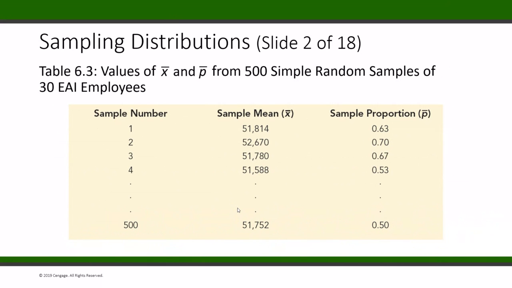So here they're showing the same thing. They have taken 500 samples from the same data set, 30 in each sample, and their average for the first sample is this. The second time they did this, the third time, the fourth time, and then 500 times the sample average came out like this. This is the proportion. So how many took the training? How many took the training? It's just moving around.